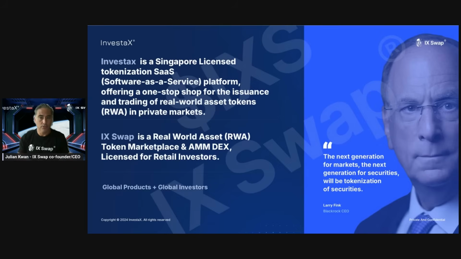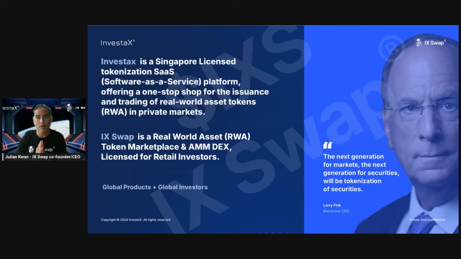So we've set up these 2 platforms. InvestaX is a Singapore licensed tokenization platform, so it has a broker-dealer and exchange license, and any company can come and co-brand a section and issue and trade any of their tokens. It's a one-stop shop with KYC wallets, etc. That's out of Singapore.